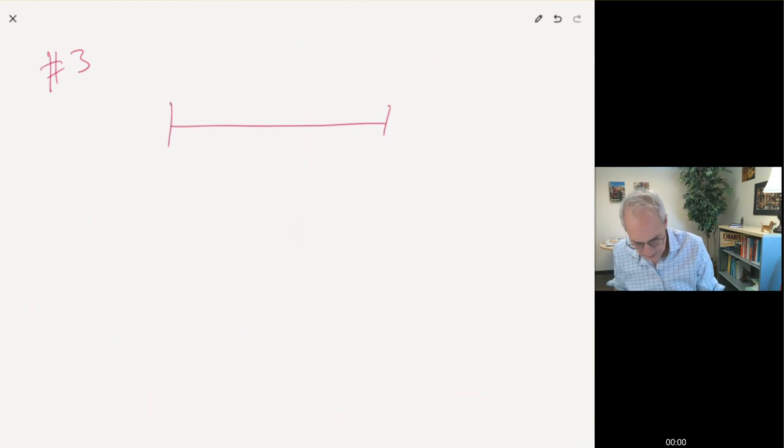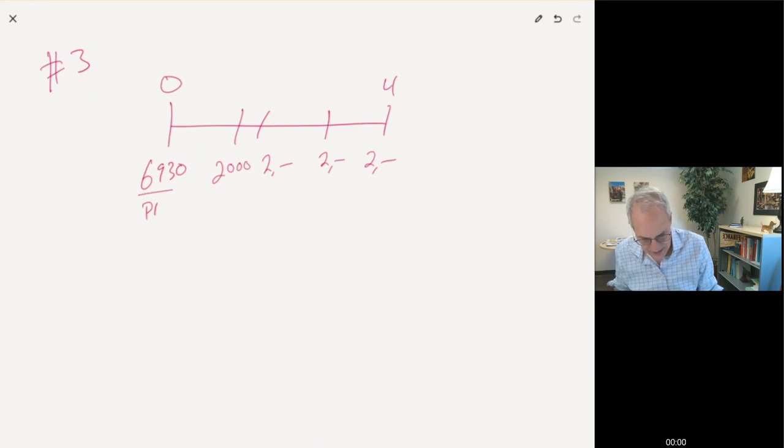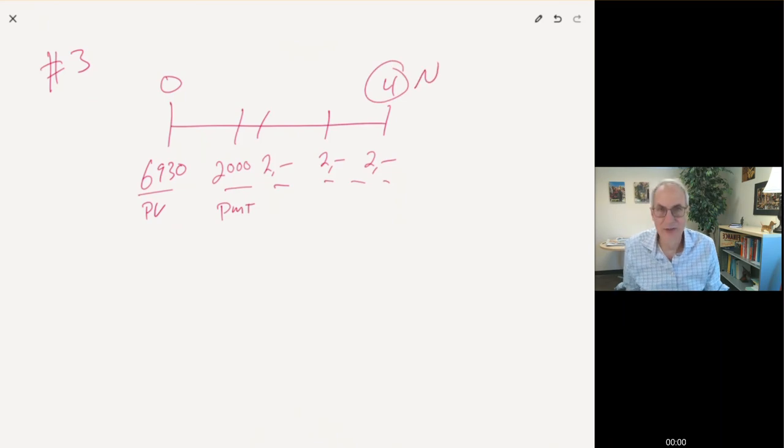So here we have an investment that costs $69.30 and it's going to pay $2,000 a year for 4 years. The $69.30 is today, present value. These are all equal amounts, therefore these are all equal payments. There's your payment button. 4 is your N. The only thing we don't have is future value, don't need it. It's saying if you invested $69.30 and got $2,000, what is the interest rate?